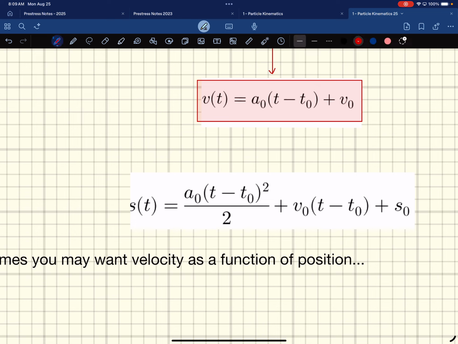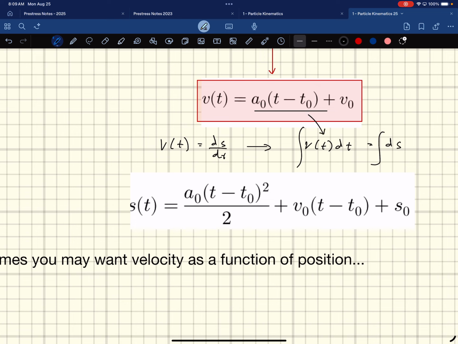So v as a function of time is just a naught times t minus t naught. And we'll do the same thing. We'll come over here, say v of t is equal to ds dt, right? Do the same thing, put all the t's on one side, v of t dt is equal to ds. We integrate, right? What goes in for this velocity equation is this. That goes in right there.